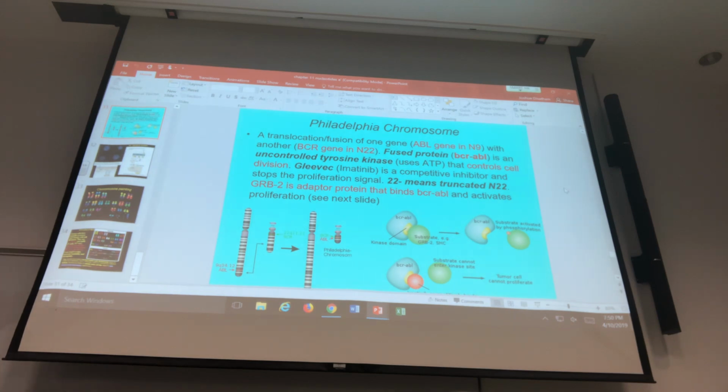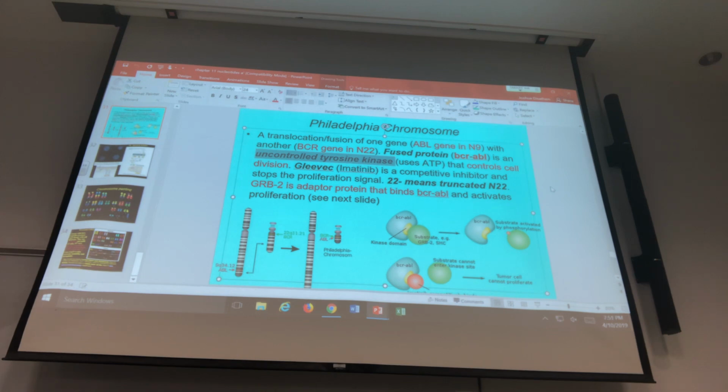So, the Philadelphia chromosome is not a real chromosome. It really only exists because one chromosome, I don't remember what number, you don't have to remember the number, accidentally fuses with another. And it creates a gene that normally doesn't exist. It creates a gene that was made out of a fusion of two separate genes. And the result, and the important part, is that you create something called an uncontrolled tyrosine kinase.